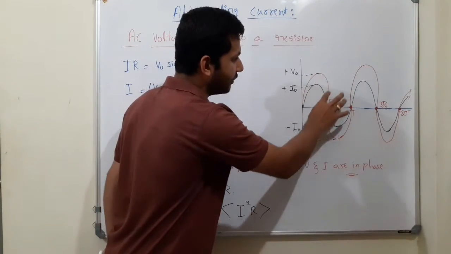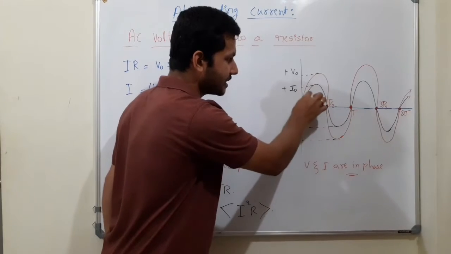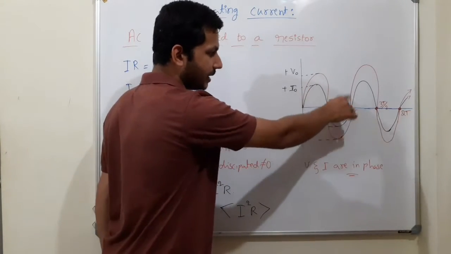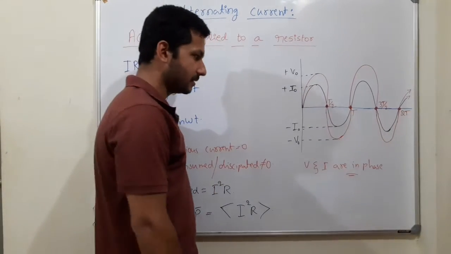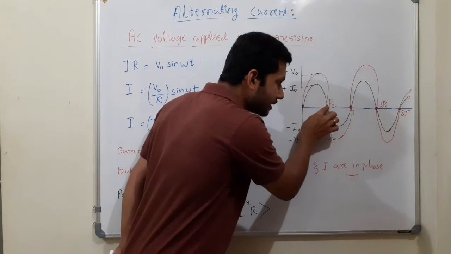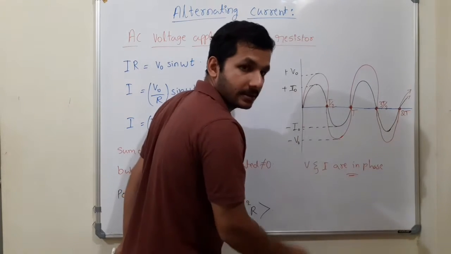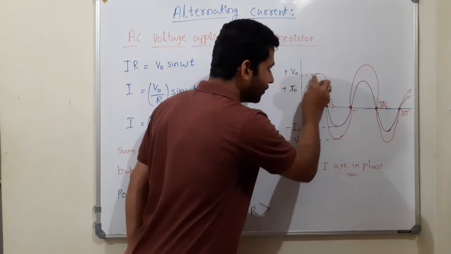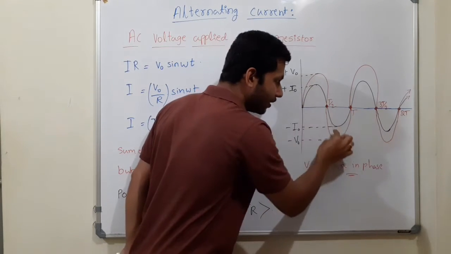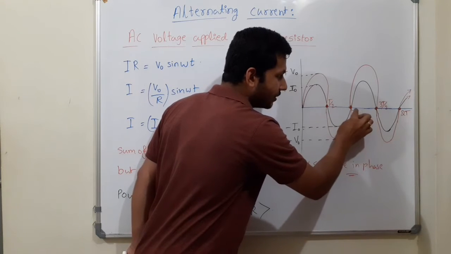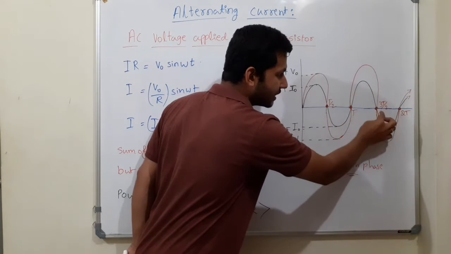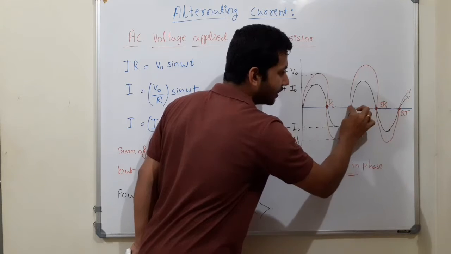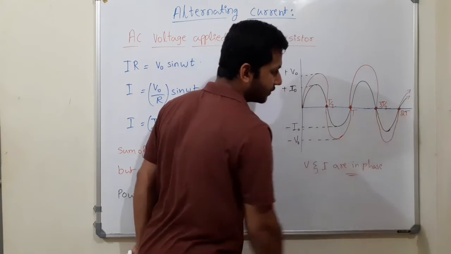Here the upper line indicates the voltage and the lower graph indicates the current. You can see here T by 2, that is half of the time period. It is the total time period for one full wave. Time required for one full wave is T. Then again half wave, from here to here it is half wave, from here to this point it is one complete wave.